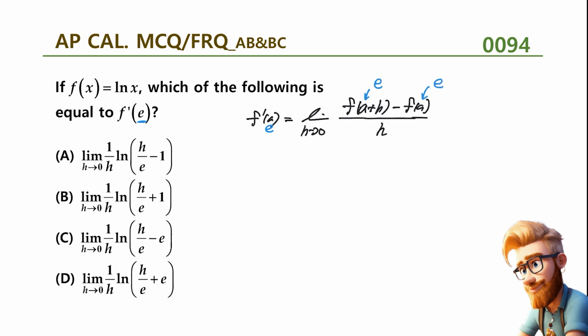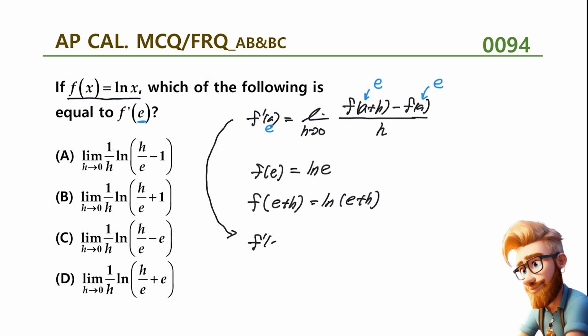Here our function f of x is equal to natural log x, right? So f of e is equal to natural log e. And f of e plus h is equal to natural log of e plus h, right? So let's rewrite this definition right here. F prime e is equal to the limit as h approaches 0 of natural log of e plus h minus natural log e over h, right?